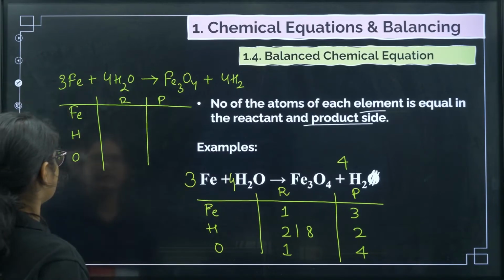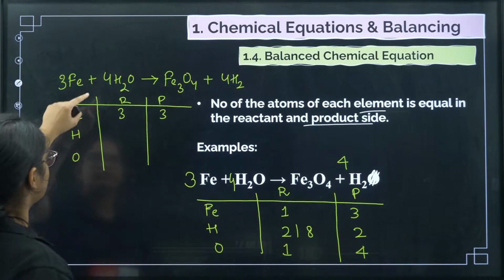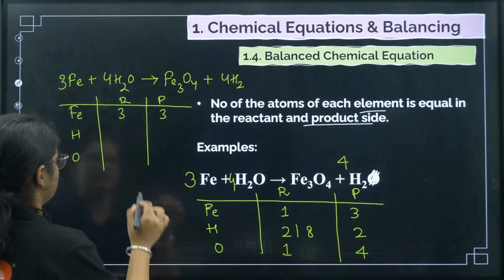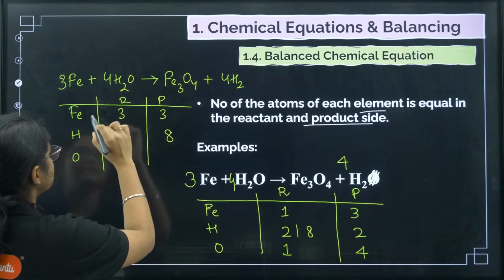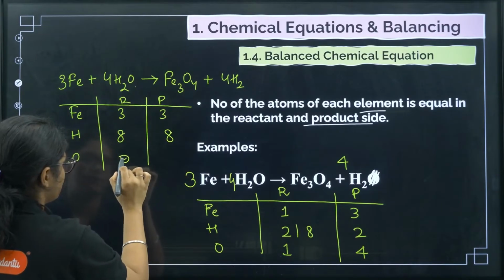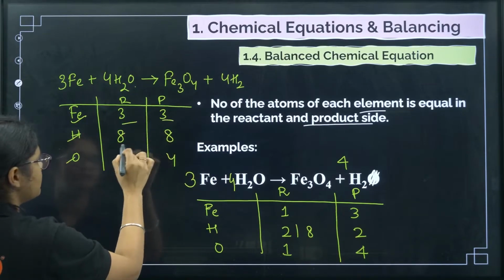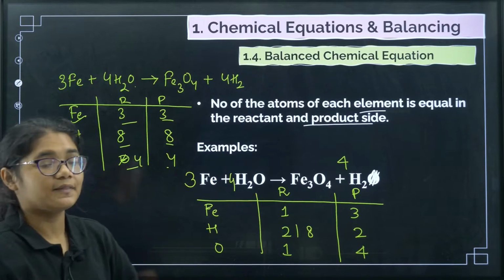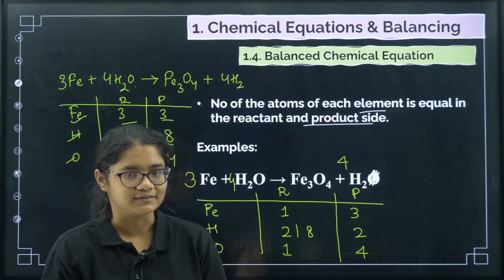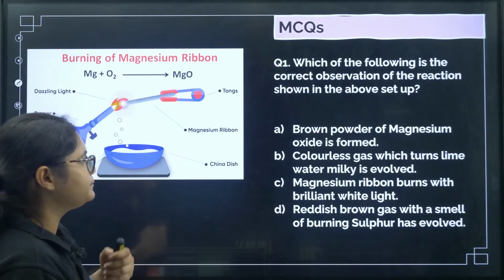There is iron, there are 3 on the reactant side and 3 on the product side. Hydrogen, there is 8 here, there is 8 here, right? Oxygen, there is 4 oxygen here and also 4 oxygen here, right? So now all the elements' numbers are the same on the reactant and product side, right? Then we can call this reaction now balanced. Okay, fine. Let us move forward now.